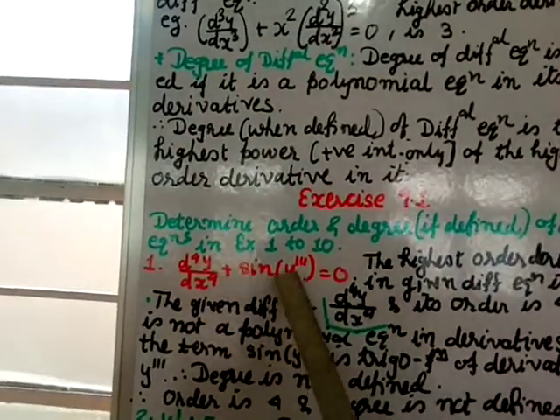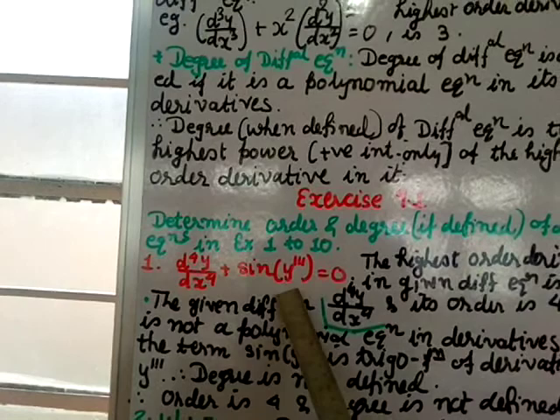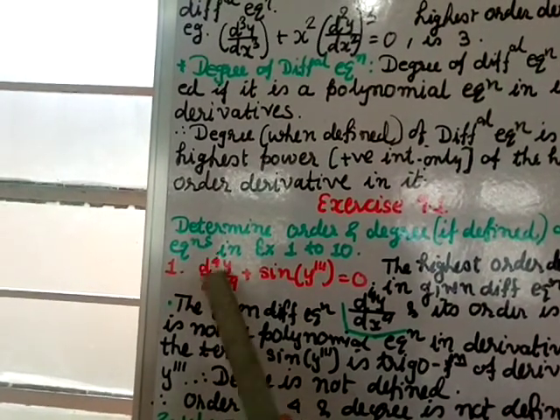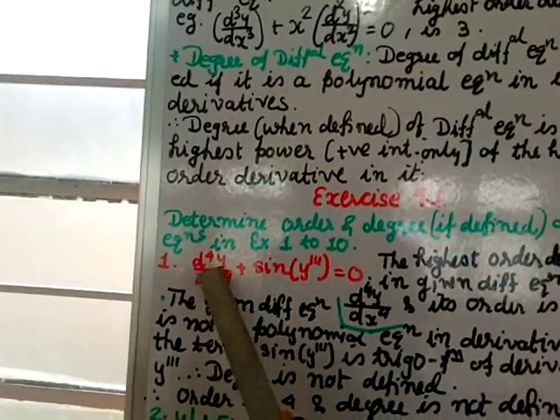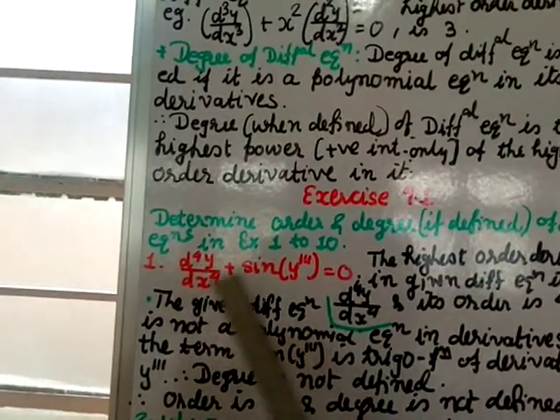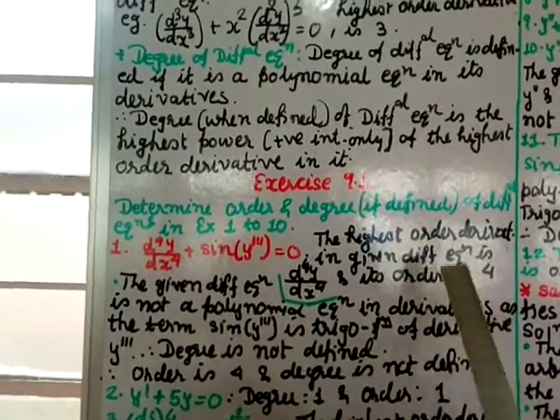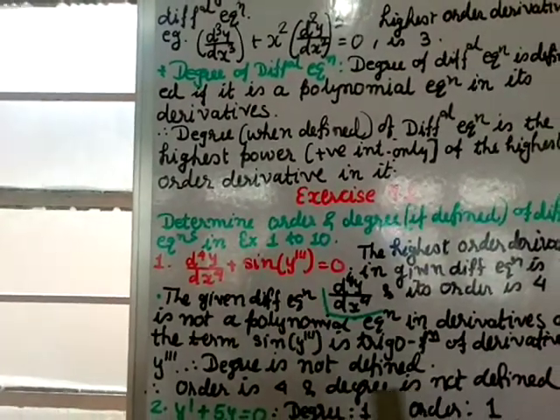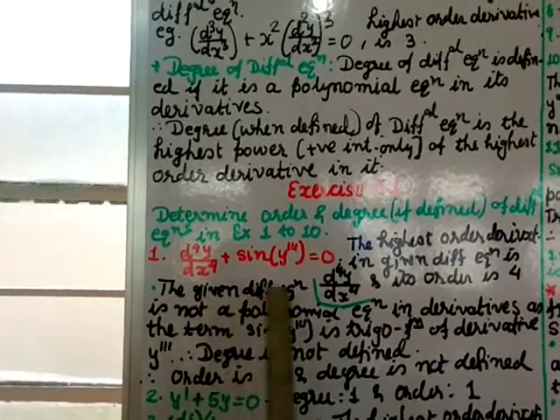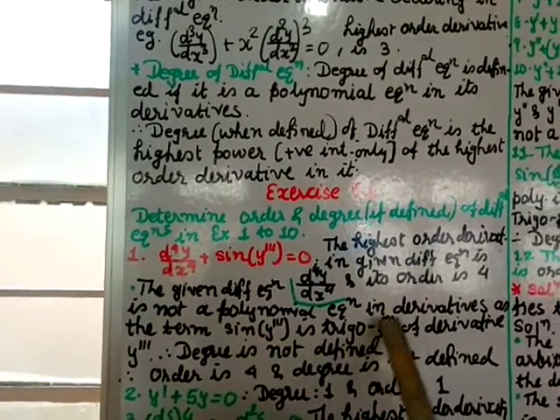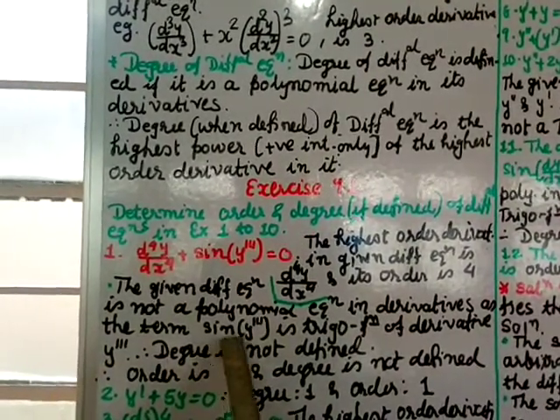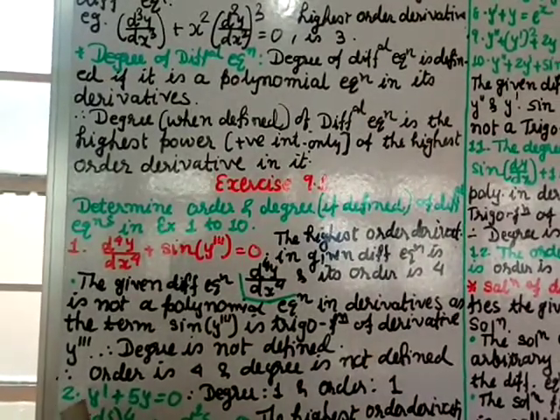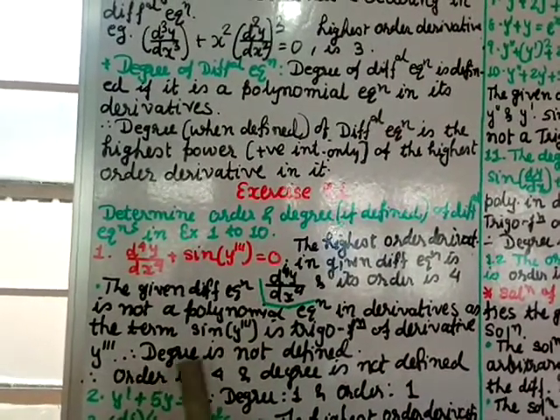Here this is y triple dash, that means third derivative, and this is y power 4, d power 4 y divided by dx power 4, that means this is fourth order. So the order of this differential equation is 4. Okay, and here this is not a polynomial equation in derivatives, as the term sin y triple dash is a trigonometric function of the derivative y triple dash. Therefore degree is not defined.